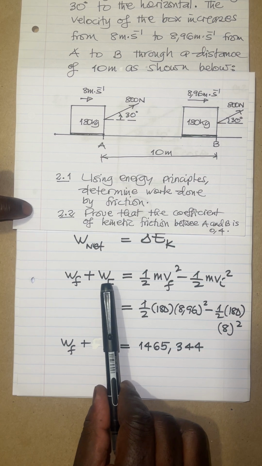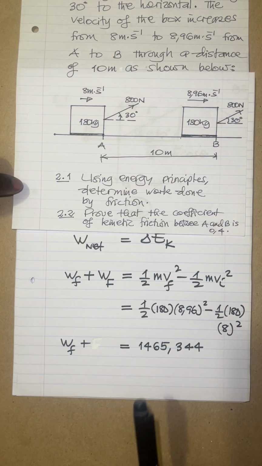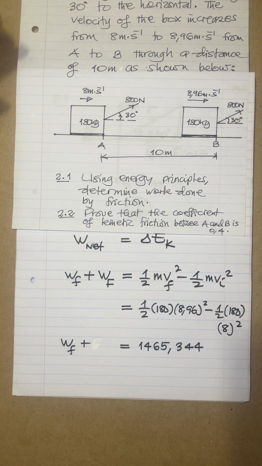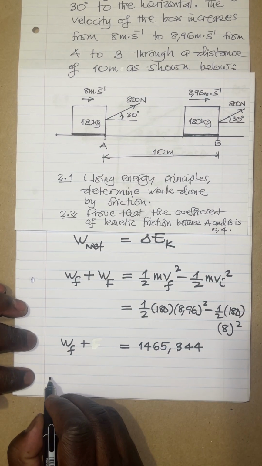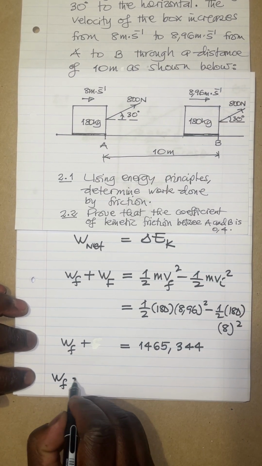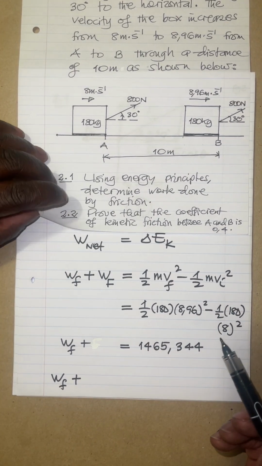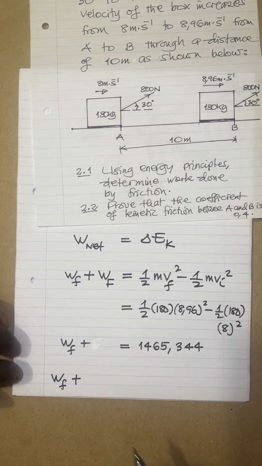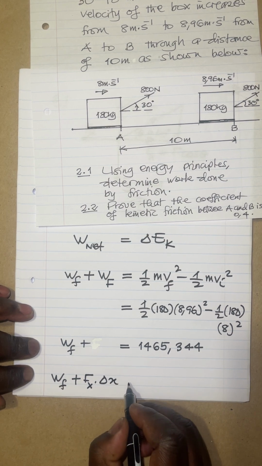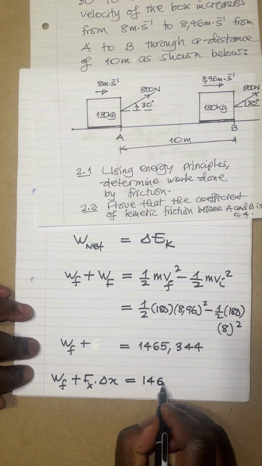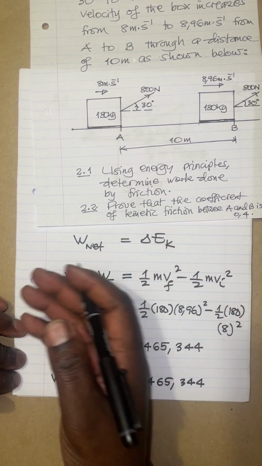And to work out that, we have to use the definition of work done, which is force times distance that the object moves in the direction of applied force. So this force is our applied force. So that means we are going to say WF, work done by frictional force, plus this work done by applied force. It will be done by the horizontal component, Fx. So I'm going to say plus Fx times delta x, and this should be equal to 1465,344.